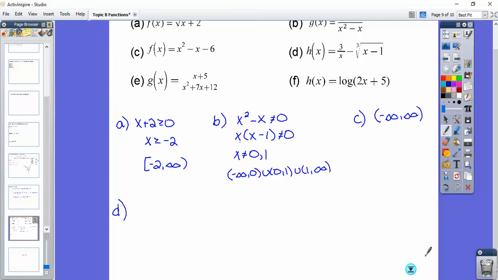D. We have to consider each of these. So for the 3 over x, you have a fraction, so we know the denominator can't be 0. So x can't be 0. The second piece, we have a radical, but this is an odd root. Even roots have to be greater than or equal to 0. Odds, there is no rule. So this could be anything. So I don't even have to worry about that. My domain only has one thing it can't be, so we would put -infinity to 0, union 0 to infinity.